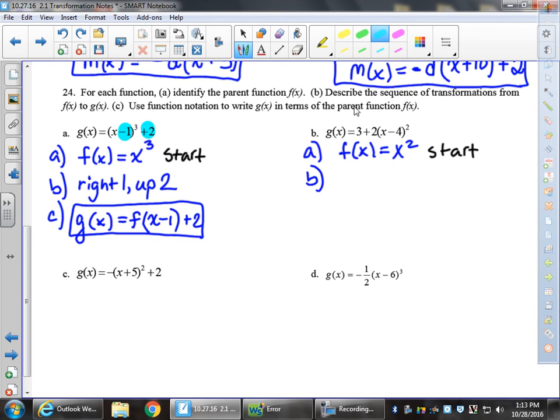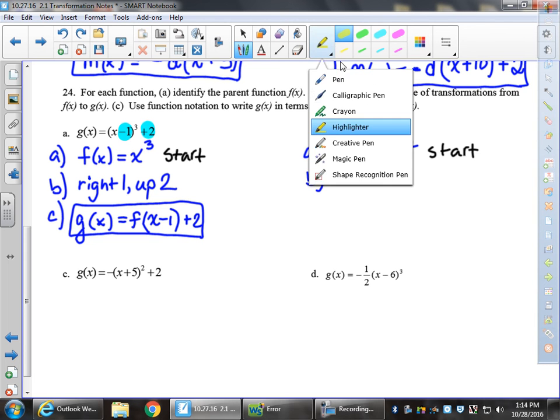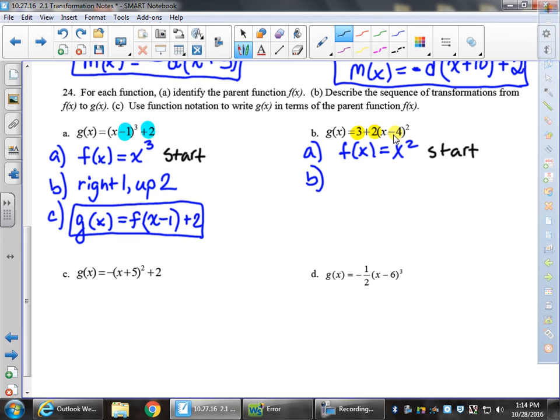So let's stick with our habit of using our highlighter. I see a horizontal shift on the inside, a vertical shift of 3 on the outside, and I have an a value. So we have 3 pieces to account for. Let's start with what we see on the inside of parentheses. The minus 4 on the inside of parentheses tells me that this will be a shift right 4.